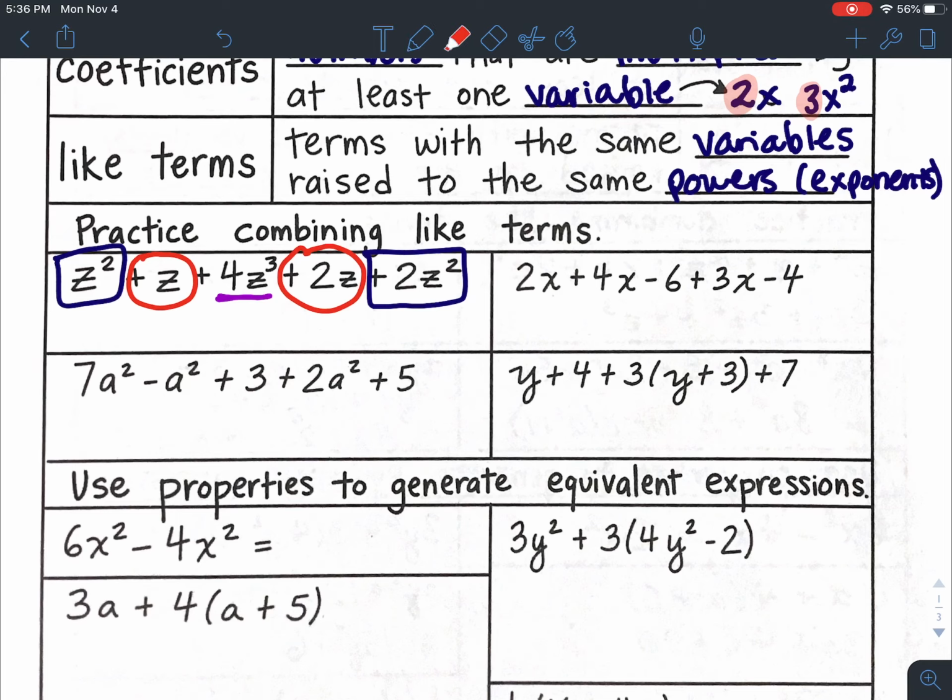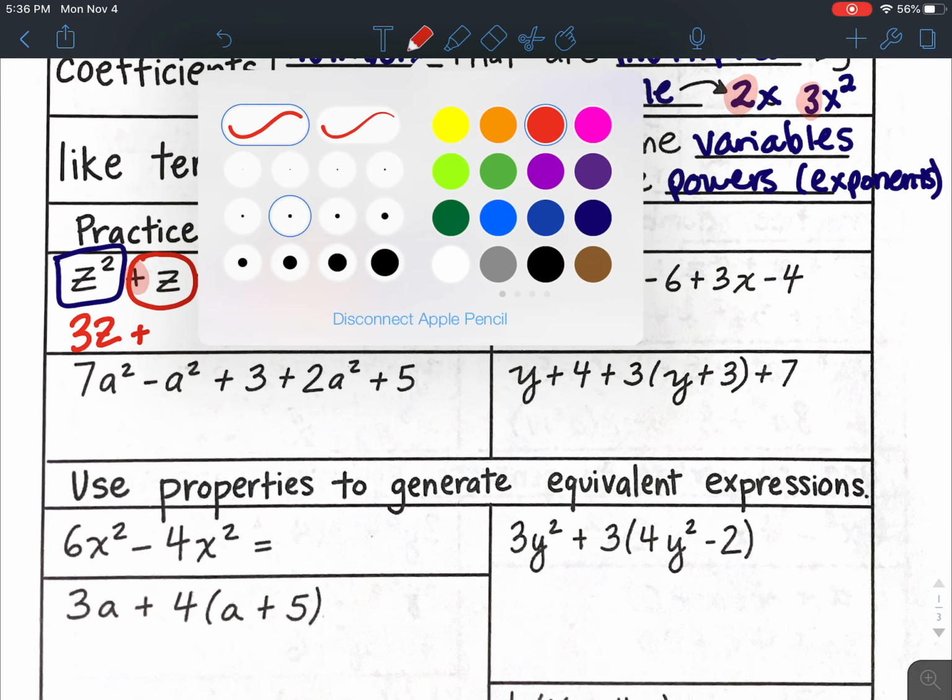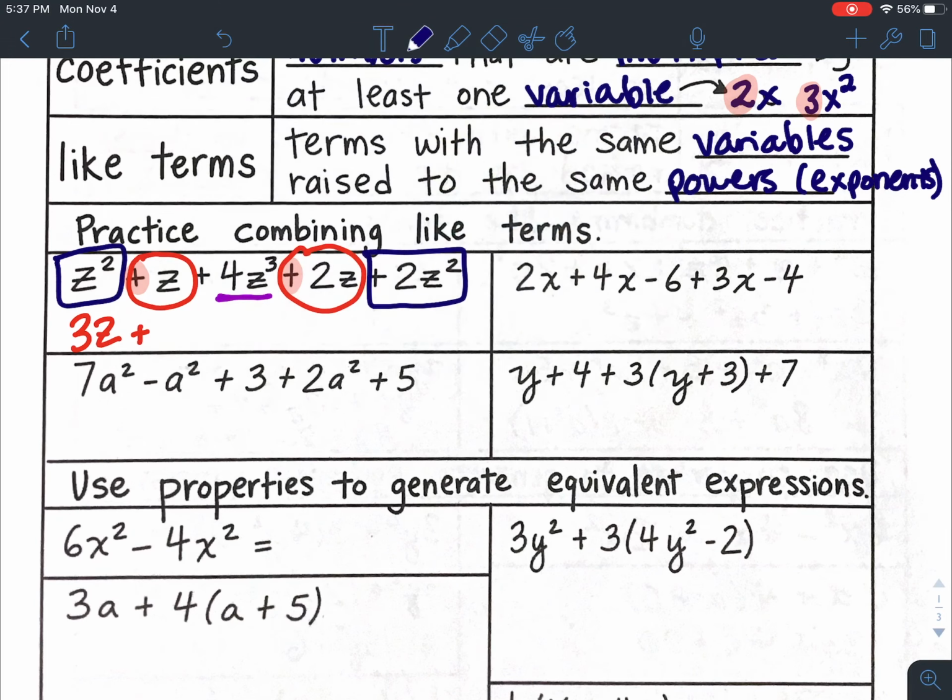When I am combining these, I'm just adding. I'm looking for that sign in front. So if I wanted to do the z's, here I have a positive z and 2 positive z's. Well, z plus 2z gives me 3z. Let's go on to our squares. I have z squared plus 2z squared. So z squared plus 2z squared gives me 3z squared. And then the last one I have is that 4z cubed. I'll put that at the end.